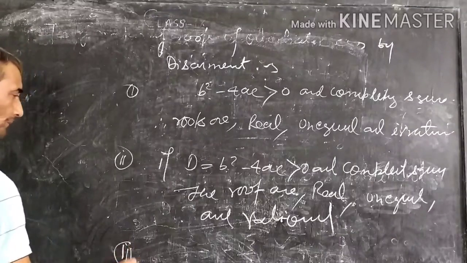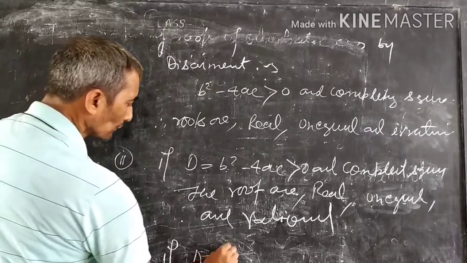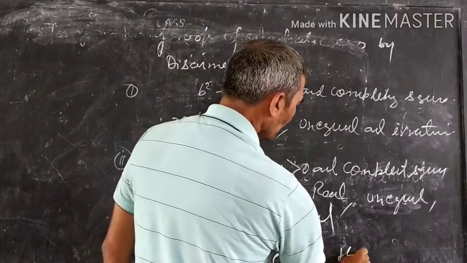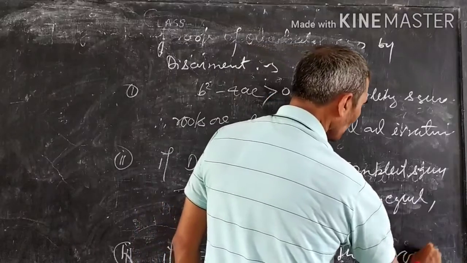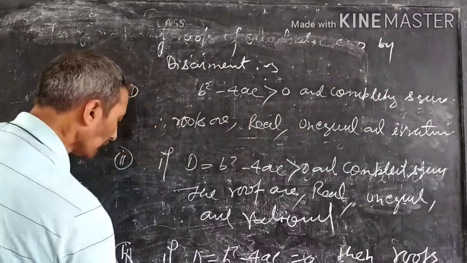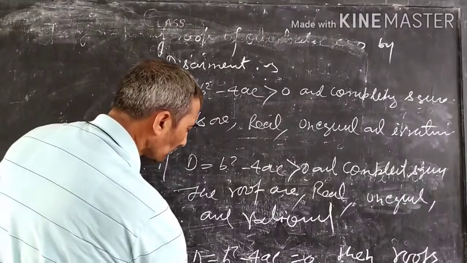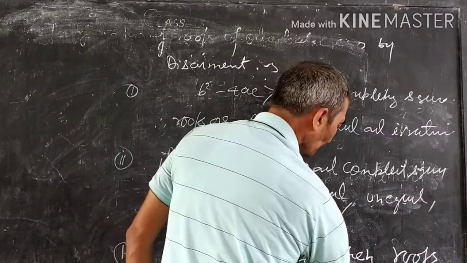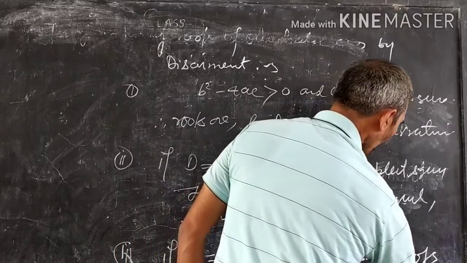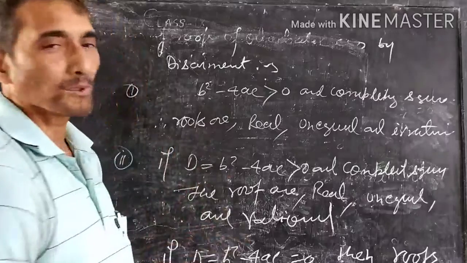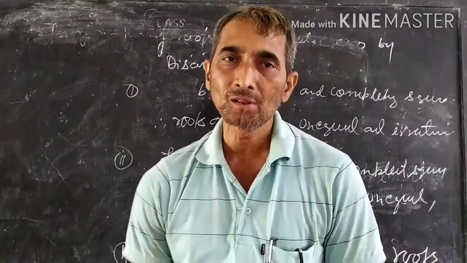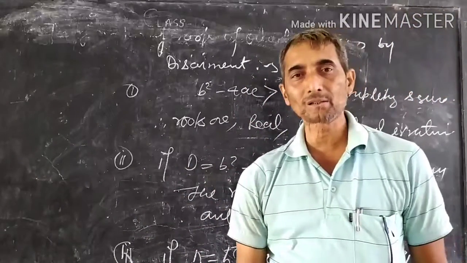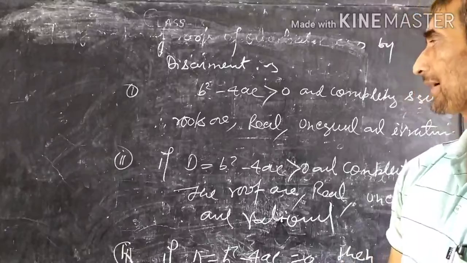And third, if D is equal to b square minus 4ac equal to 0, then roots are real, equal and rational. These are three main points about the quadratic equation from which we discuss the nature of the roots of the quadratic equation with the help of the discriminant.